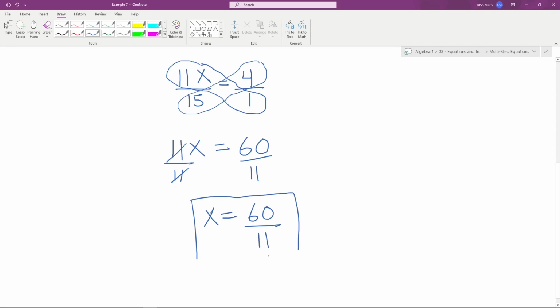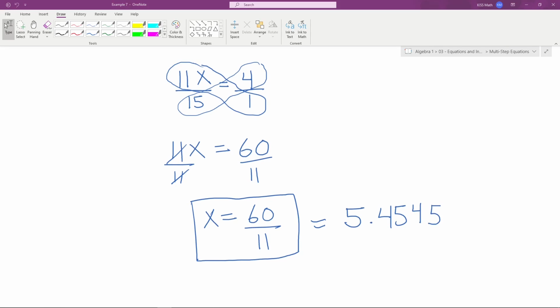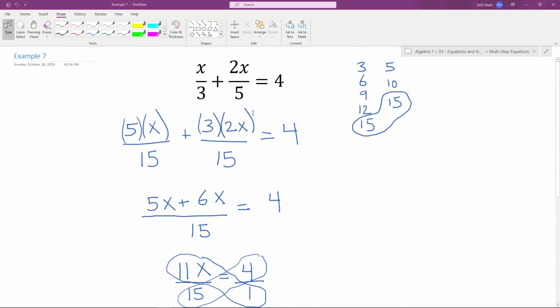Now this one's a little bit hard to check by hand, so I'm going to spare you that. If you plug this into the calculator, you'd get essentially 5.4545. And if you plug this value in for x up here, you will get 4. You can trust me on that. I like those odds.